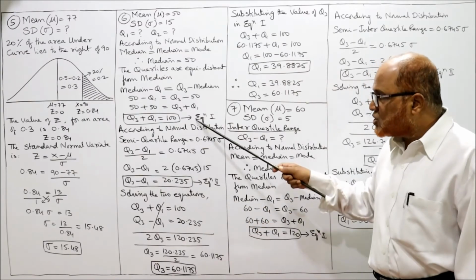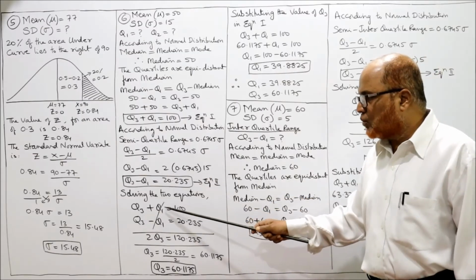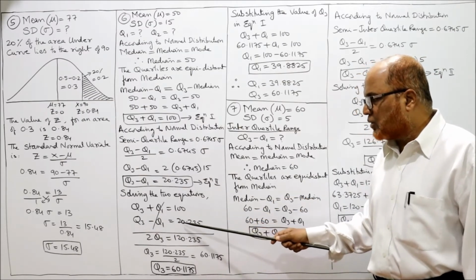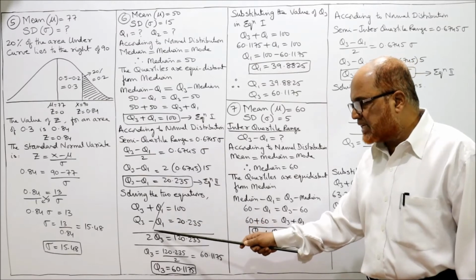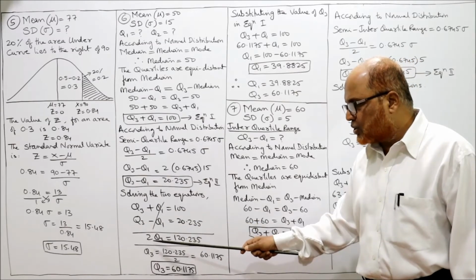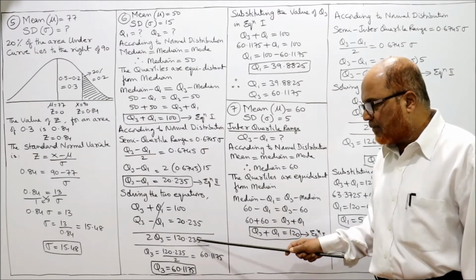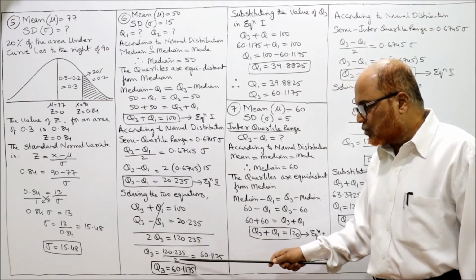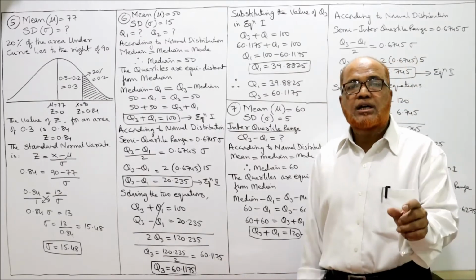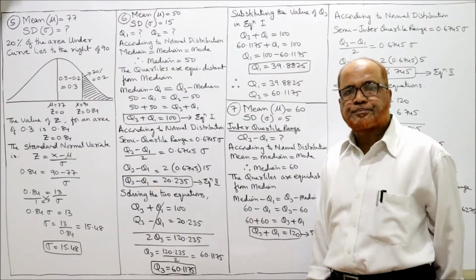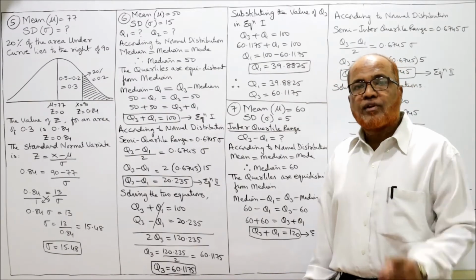Now solving these two equations, Q3 plus Q1 is 100, Q3 minus Q1 is 20.235. Plus Q1 and minus Q1 will get cancelled. So Q3 plus Q3, 2Q3, is equal to 100 plus 20.235, 120.235. So Q3 is equal to 120.235 divided by 2, 60.1175. So we got the third quartile, the upper quartile, Q3 value 60.1175. So we got one value.